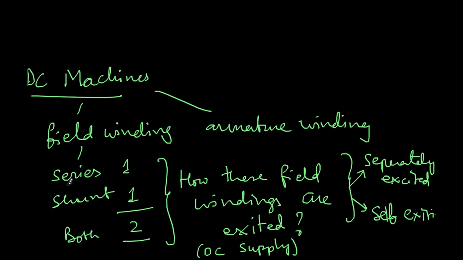Of course, you look at the series winding. By definition, the series winding is connected in series with the armature. Therefore, if you have a series winding, then it will eventually go to the self-excited category. But if you have only a shunt winding, then it can be either of these two. That is what I'm going to draw above.